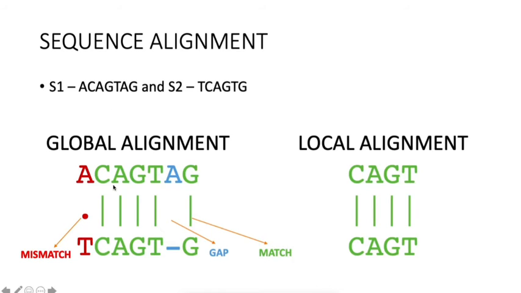Like here in the example, we could see that this S1 sequence ACAG is aligned over the second sequence TCAG, in which the first one here is a mismatch because the characters are different. The next four characters are matches, and then in place of A, in S1 it's A, in S2 it's nothing, so it's a gap, and then again it's a match at the last. So this is the global alignment for these two sequences, and the local alignment gives us the CAGT.